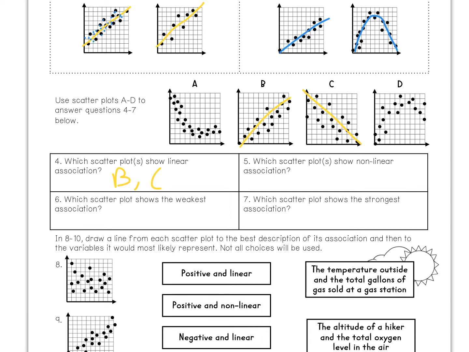Alexis, can you give me number 5, which are not linear, maybe? Okay. D and A. Good job. Okay. Which scatter plot shows the weakest association? In other words, which one has the widest spread of data? Kobe? Just C, because it says weakest, right? Okay, and then which shows the strongest association is probably A.